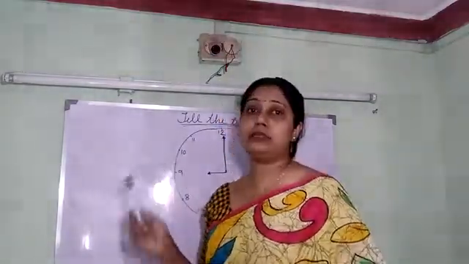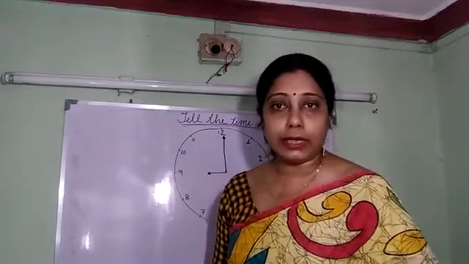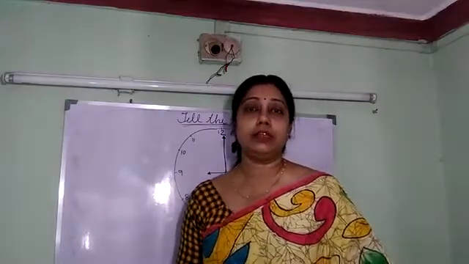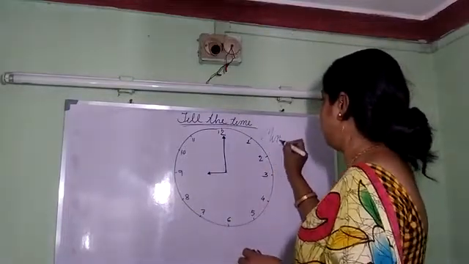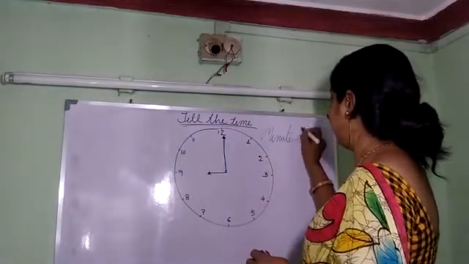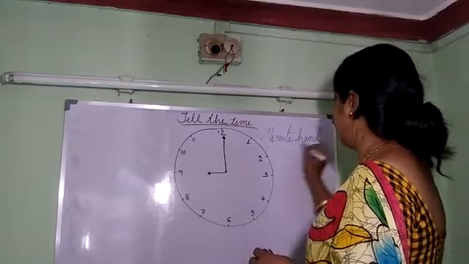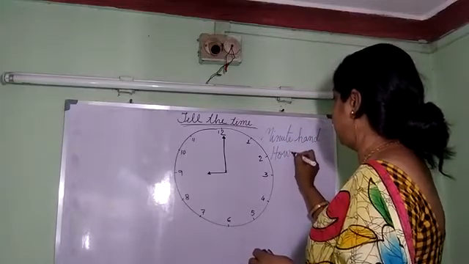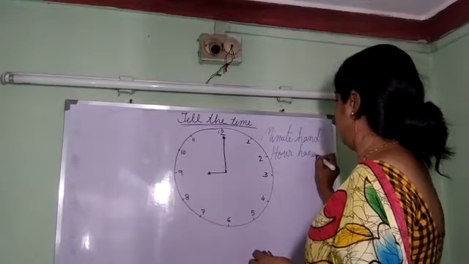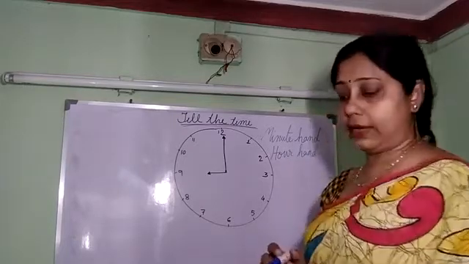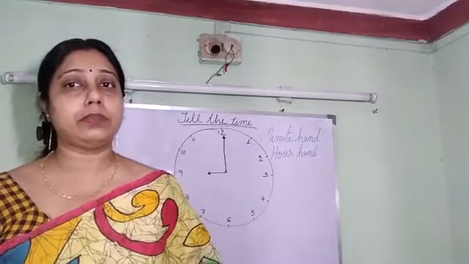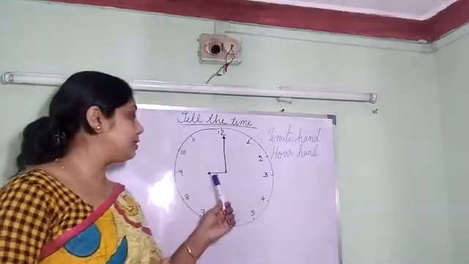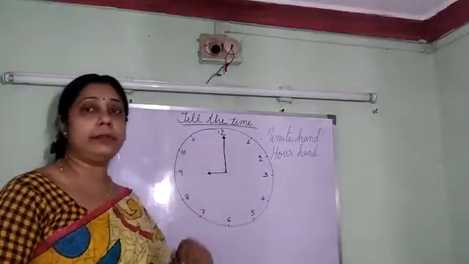And the short hand is known as the hour hand. So one is the minute hand, the other one is the hour hand. The minute hand tells us about the minutes and the hour hand tells us about the hour. The short hand is the hour hand and the long hand is the minute hand.